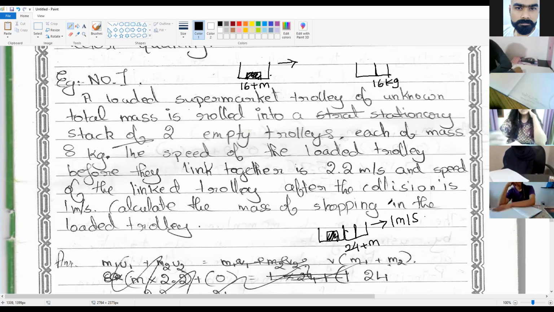The loaded trolley of unknown mass is rolled into a stationary stack of 2 empty trolleys, each of mass 8 kg. The speed of the loaded trolley before the link is 2.2, and what is the speed of the stack? 0 meter per second. So you understood the before the collision picture and the after the collision picture? What will be the 8 kg? That will be 8 kg, and this is going to be 8 plus x. This part is not 16, it's going to be 8 kg. So this is going to be 8 kg.